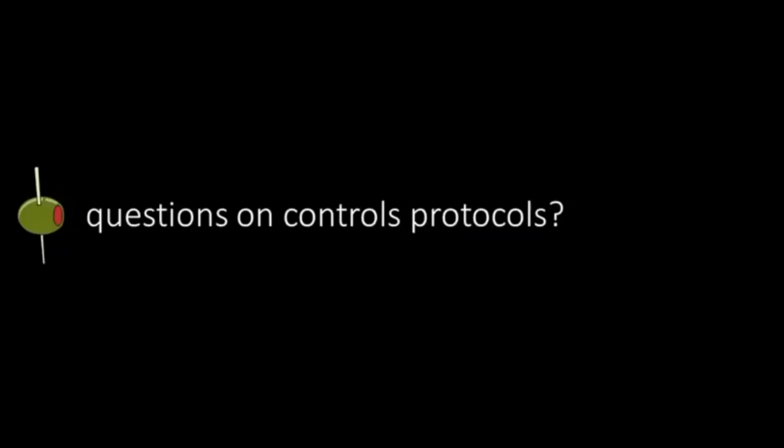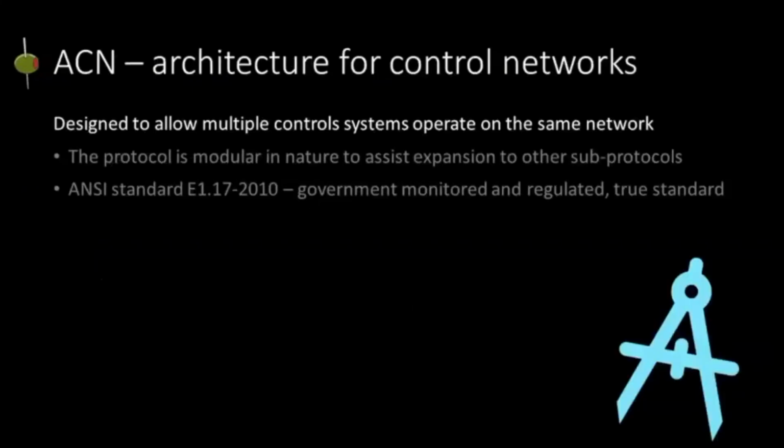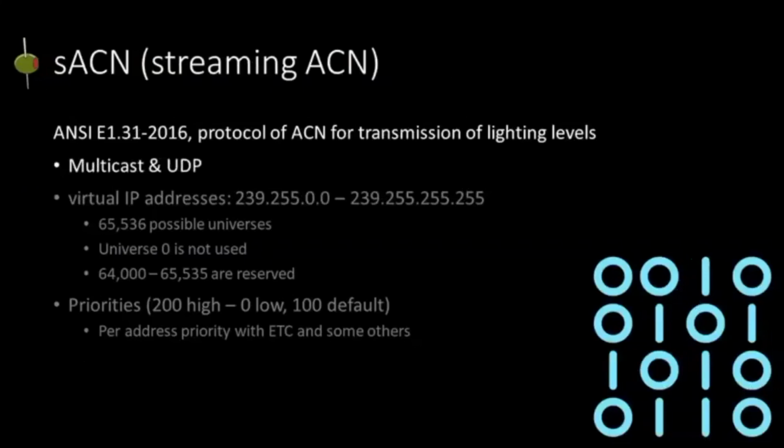Along the lines with per device priorities, Matt would like to know, are these part of a standard, i.e. if you're working with different manufacturers, do they all support that same concept? Yeah, correct. The sACN priorities go from 1 to 200.